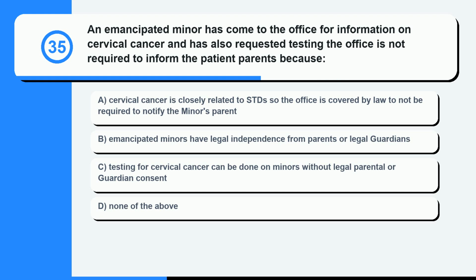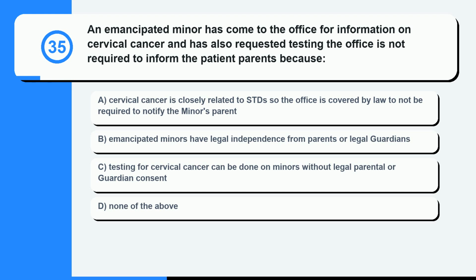B. Protecting HIPAA by listing all of the steps of the procedure with the risks involved. C. Not required to inform the patient of any alternative therapies. Or D. None of the above. The correct answer is A. Preparing the patient to give informed consent.